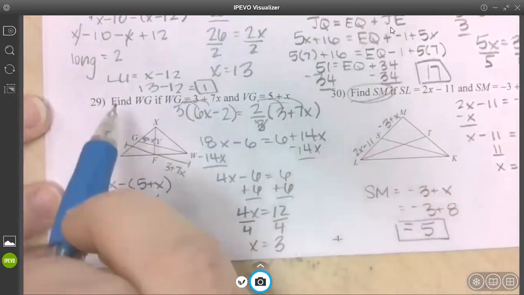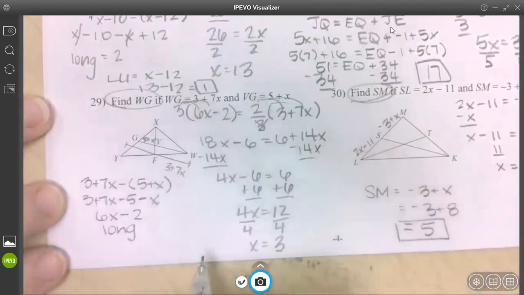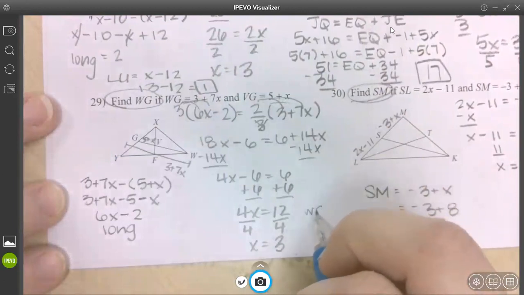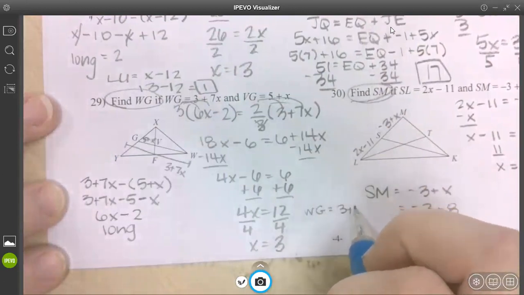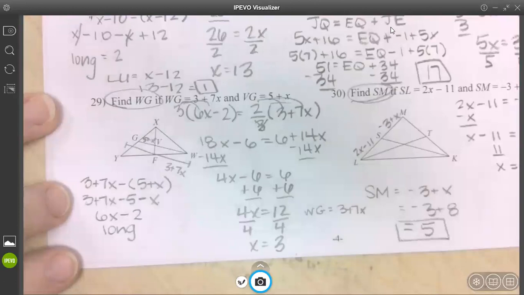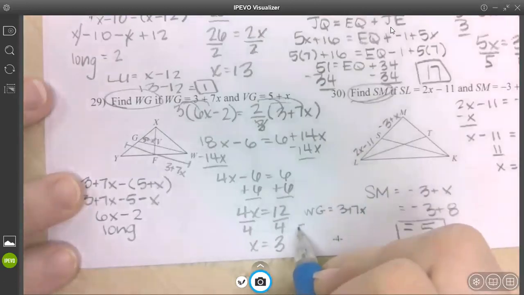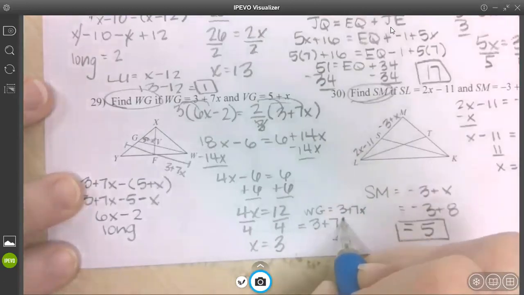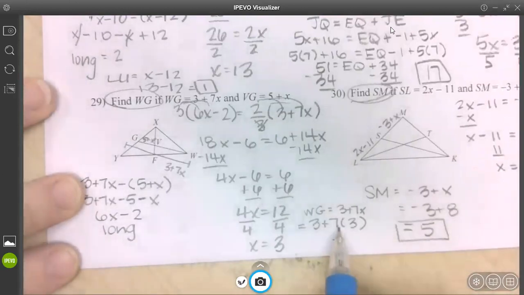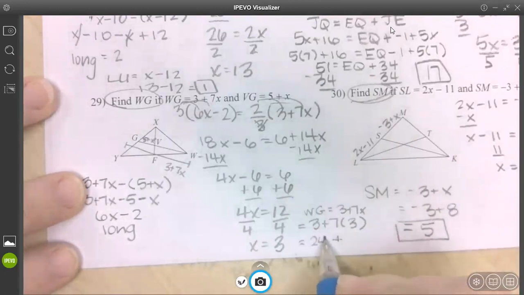But I wasn't trying to find x. I was trying to find WG. It said that WG is 3 plus 7x. So 3 plus 7 times 3. 7 times 3 is 21, plus 3 is 24.